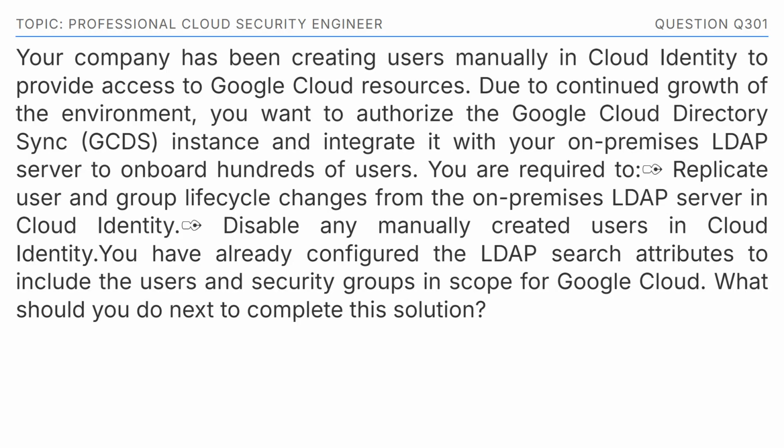Your company has been creating users manually in Cloud Identity to provide access to Google Cloud resources. Due to continued growth of the environment, you want to authorize the Google Cloud Directory Sync (GCDS) instance and integrate it with your on-premises LDAP server to onboard hundreds of users. You are required to replicate user and group lifecycle changes from the on-premises LDAP server in Cloud Identity. Disable any manually created users in Cloud Identity. You have already configured the LDAP search attributes to include the users and security groups in scope for Google Cloud. What should you do next to complete this solution?